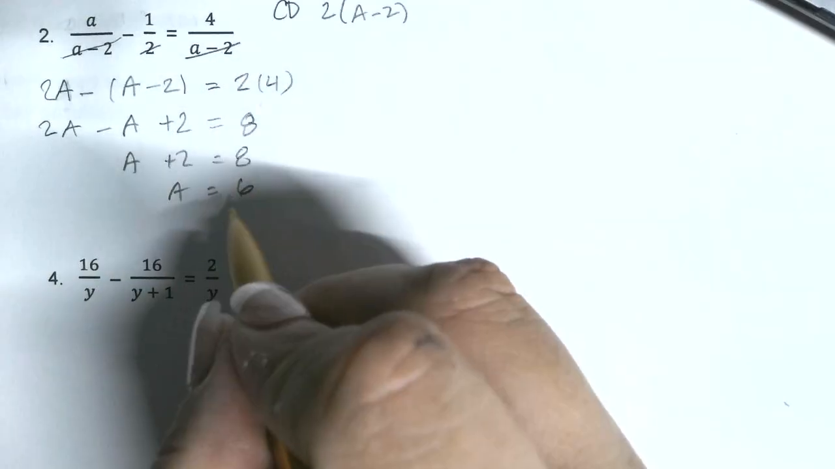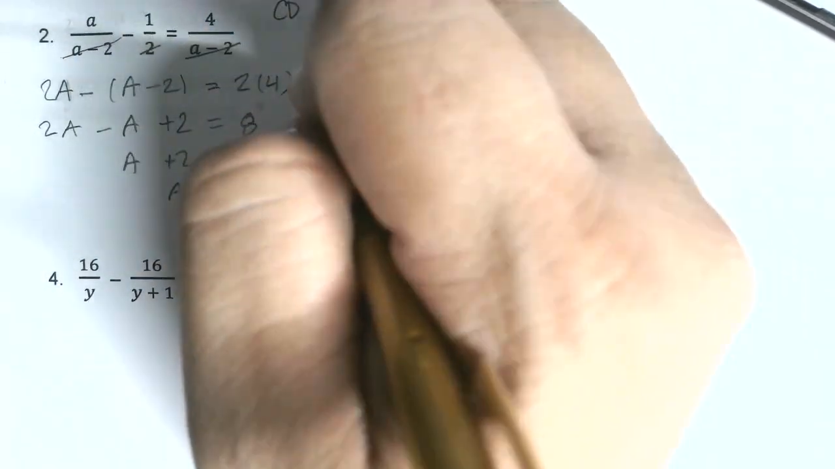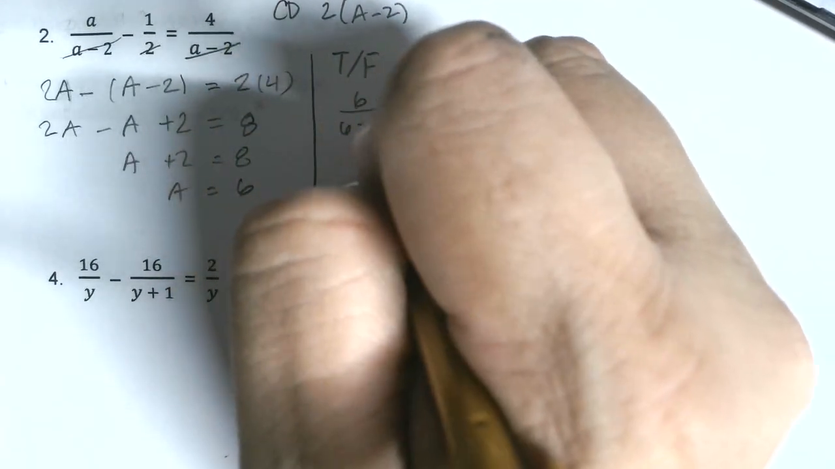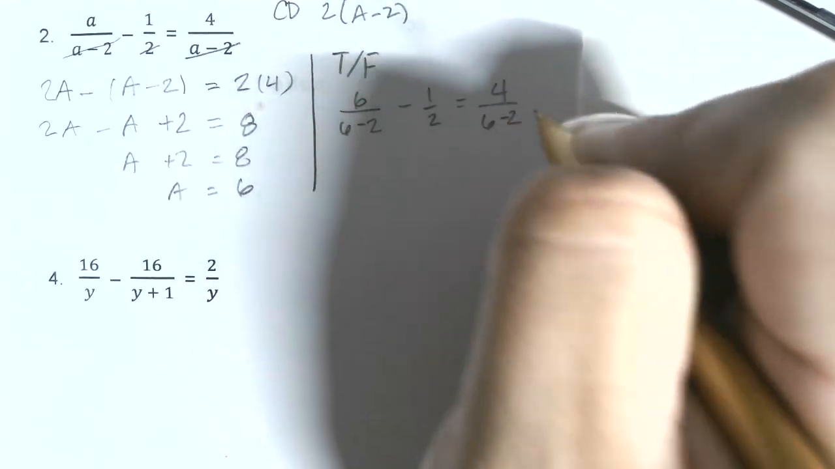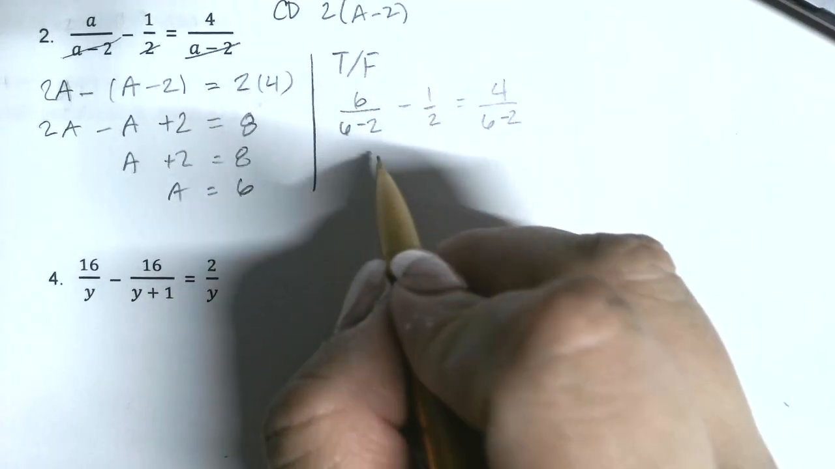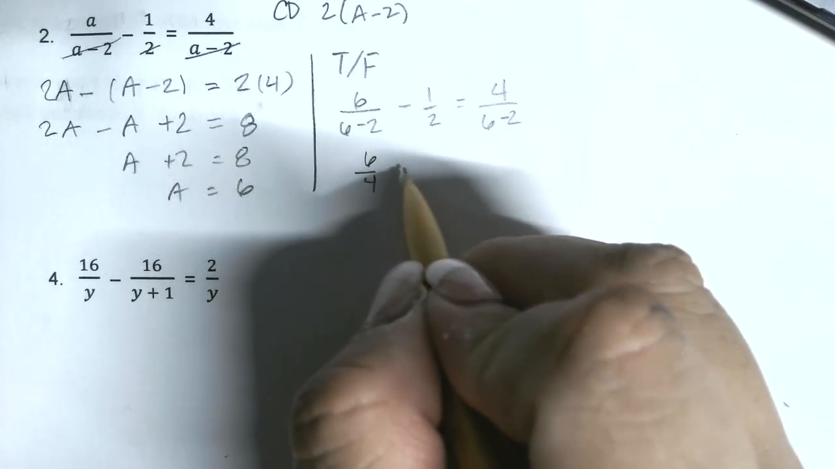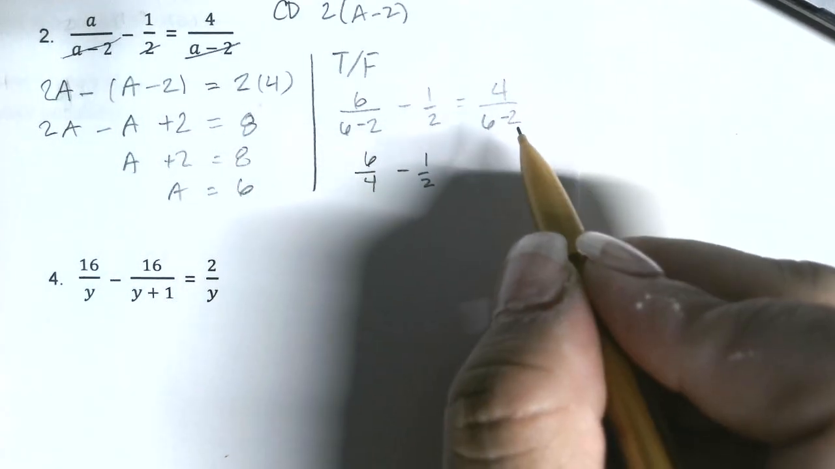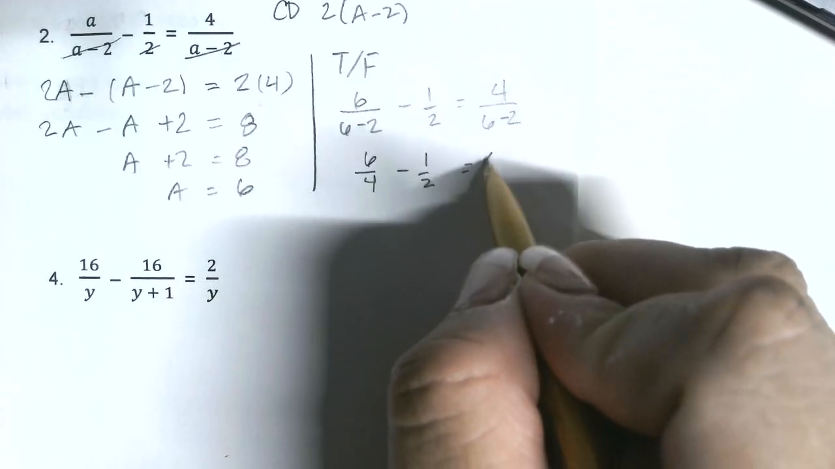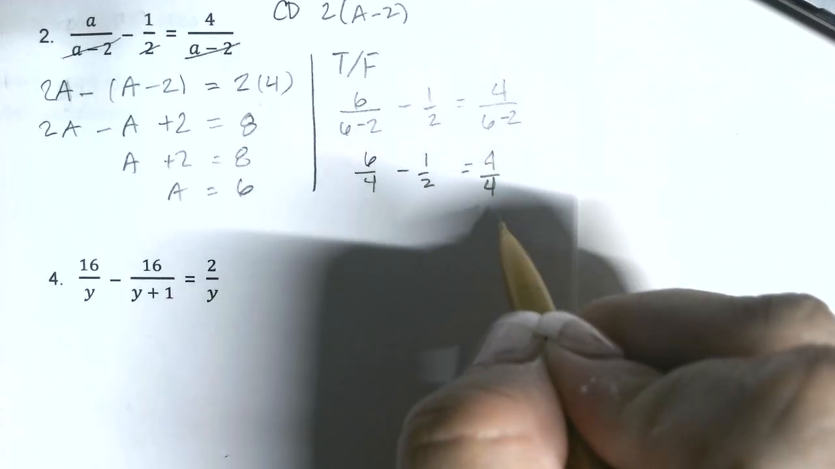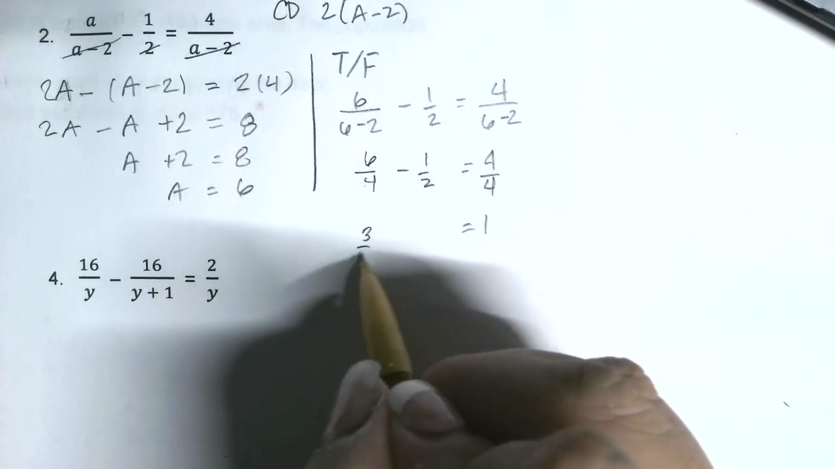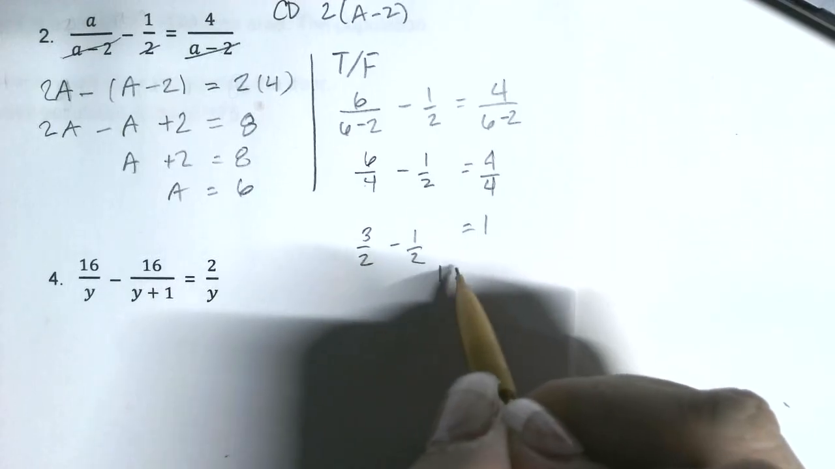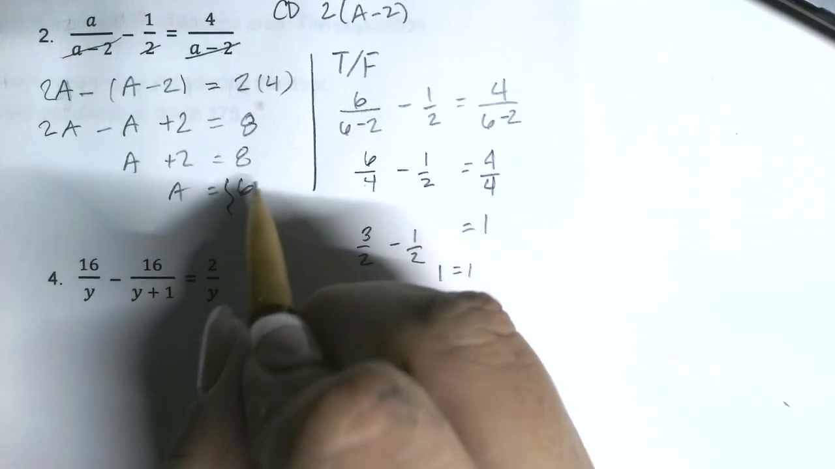So we check our work where a equals 6. We're looking for a true statement where the left equals the right. So it's 6 over 6 minus 2, minus 1 over 2 equals 4 over 6 minus 2. So then I get 6 over 4 minus 1/2 equals 4 over 4, which is equal to 1. This reduces to 3 over 2 minus 1/2, and it's 1 equals 1. So 6 is a solution.